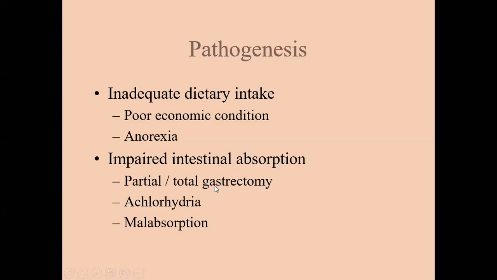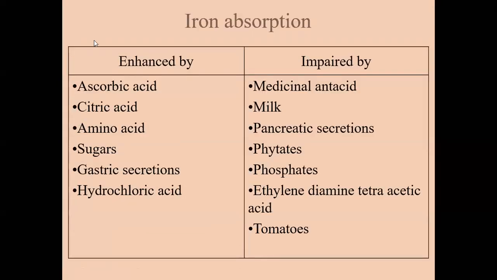So what are the things needed for absorption? Stomach is needed for hydrochloric acid. So, if stomach is removed, partial or total. Second, if there is gastritis, hydrochloric acid is not secreted, then ionization cannot happen. That is called achlorhydria. Then intestine, where the absorption occurs. So there is a malabsorption syndrome, and absorption is not present.